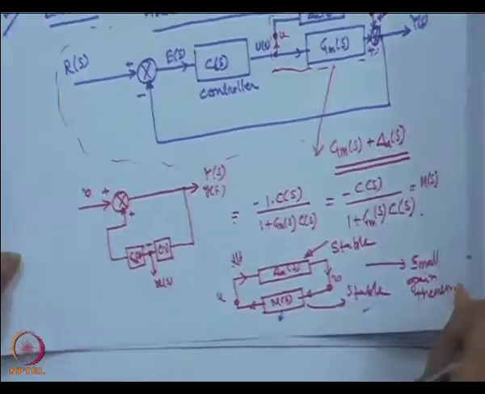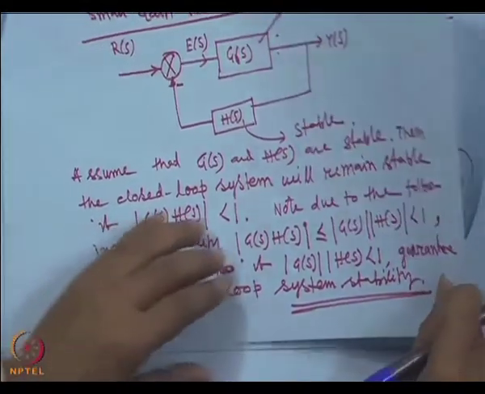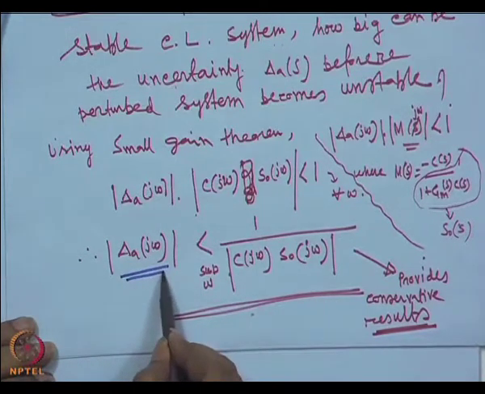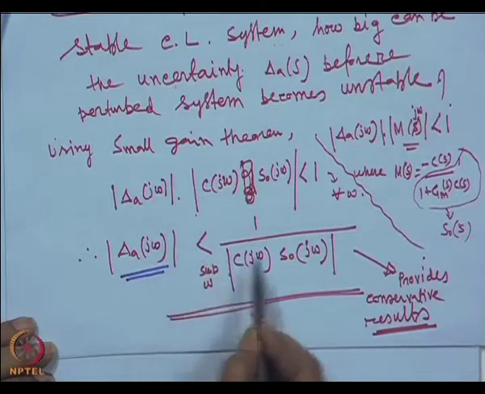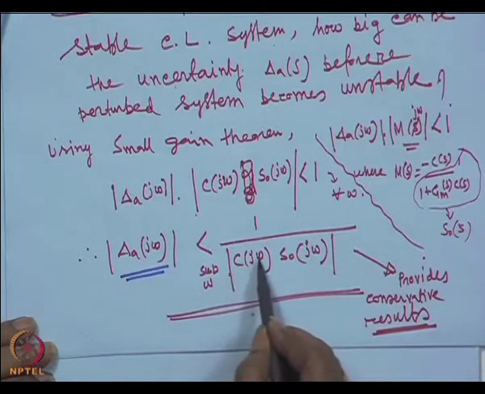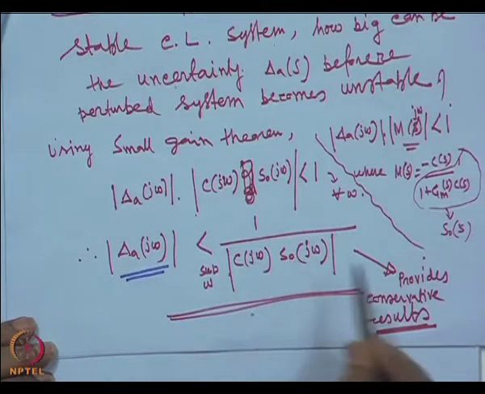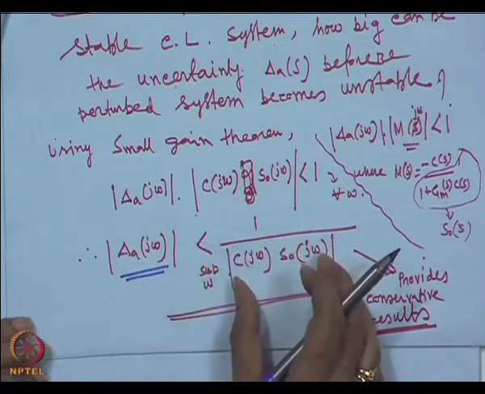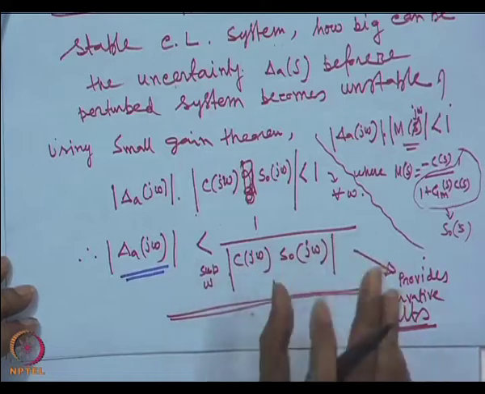So, if you look at this, we applied the small gain theorem and found that the upper bound of delta A must be less than the modulus of 1 over C(jω) S(jω), where C is the controller transfer function and S is the sensitivity function. So long as this condition is satisfied, the designed controller will be able to stabilize the perturbed plant, and that designed controller is based on the plant model.